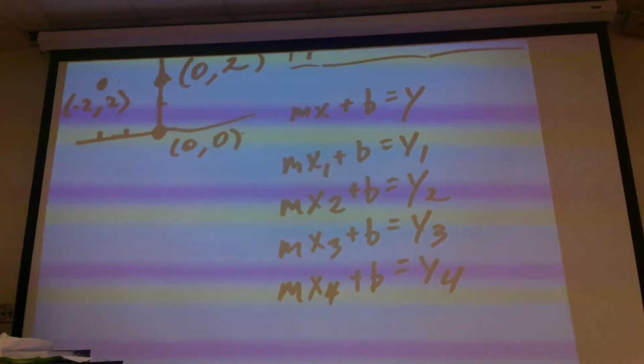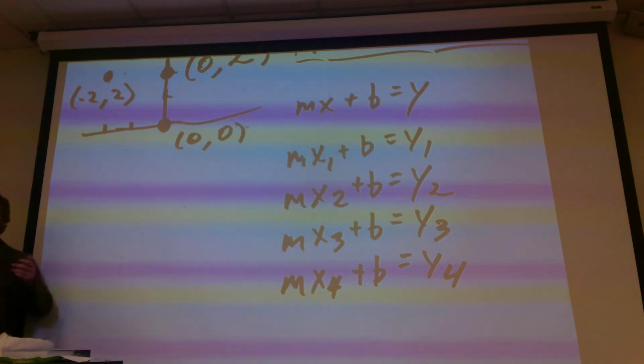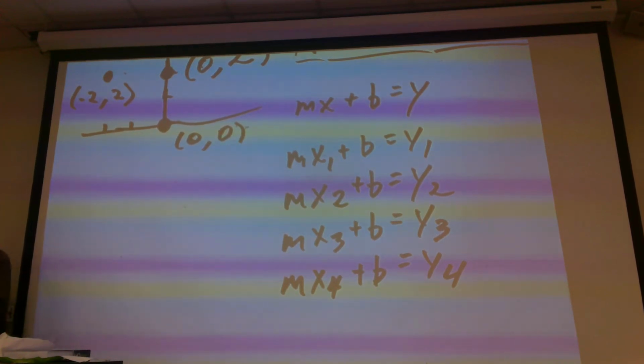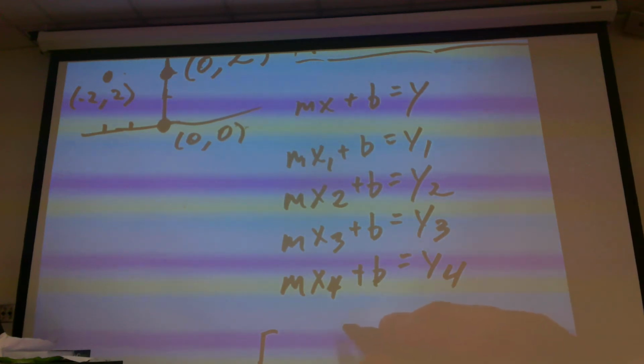Sorry, off the screen. Okay, because we have 4 points. So we basically have 4 equations. But we're only looking for the m and the b. Okay? We're already given all the x's and all the y's. So what I'm going to do is form this into a matrix. The matrix is going to have 4 positions. Its size is going to be 4 by 2. Okay. Now this guy is going to act upon m and b.